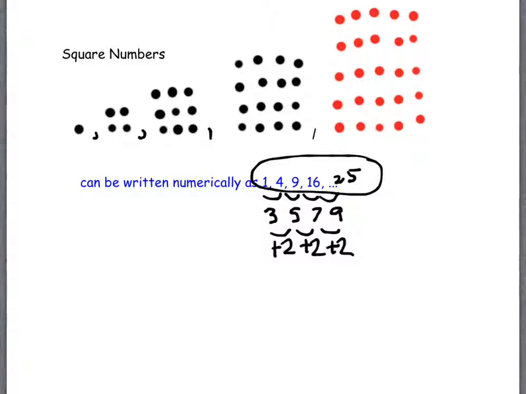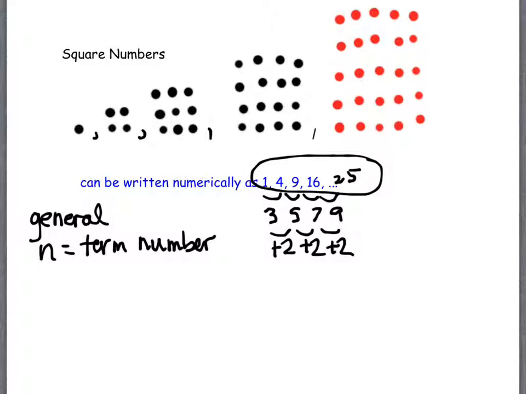What would I have to let my general term be? Remember the way we did general terms is we let n equal the term number that we were on. What would have to happen to n so it would tell me how many dots I have instead? Squared. Yeah? My general term for this one is n squared. So for this one, you actually could create a general term.